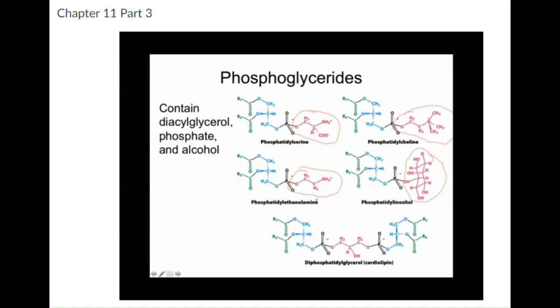And then finally, if we take 2 phospholipids and link them together using a molecule of glycerol, this gives rise to a molecule called diphosphatidylglycerol, also known as cardiolipin. And this is found in very high amounts in our heart tissue. As a result, it is a fairly large structure in comparison to other phospholipids, basically because you're joining 2 phospholipids together.